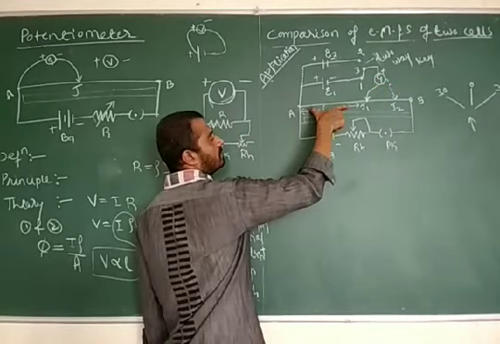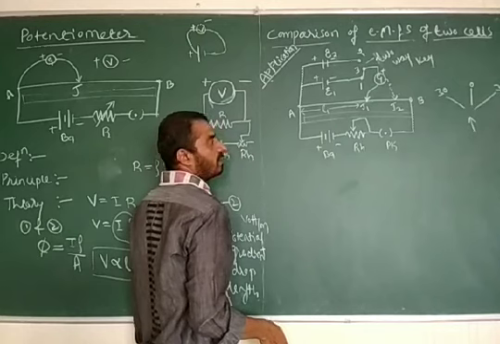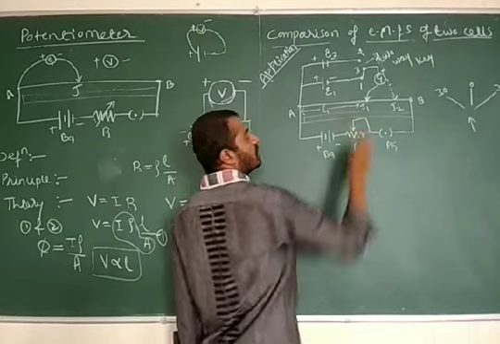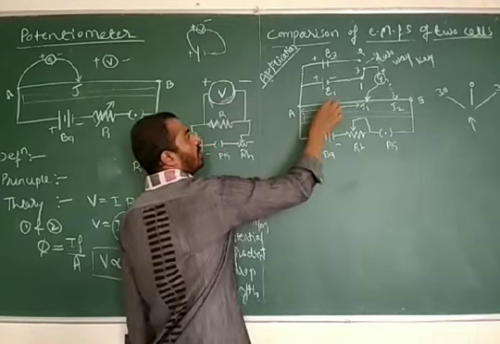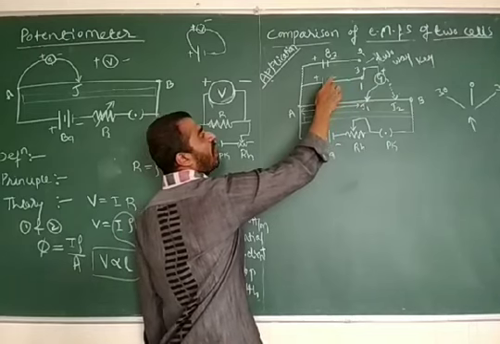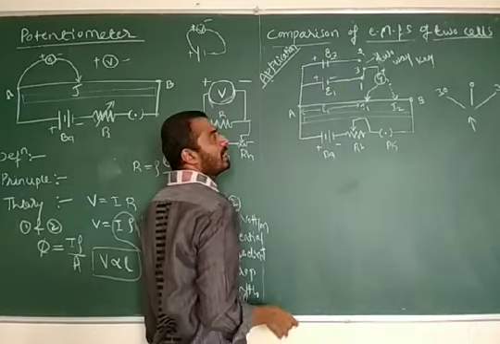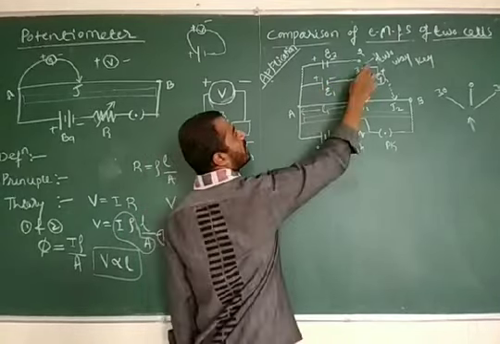This length is called the balancing length, at which the galvanometer shows zero deflection. Now, as this cell of EMF E1, the first cell, is made active by closing this particular key between 1 and 3 in a two-way key, the EMF of the first cell E1 is directly proportional to the balancing length L1.